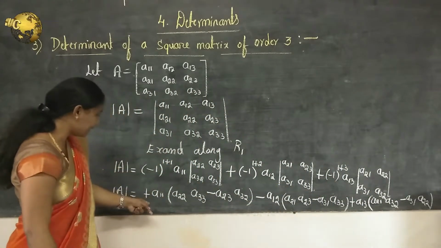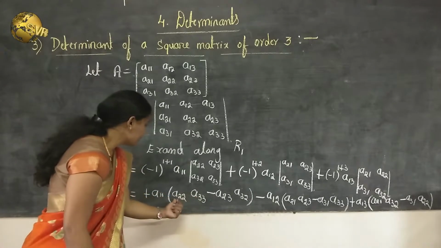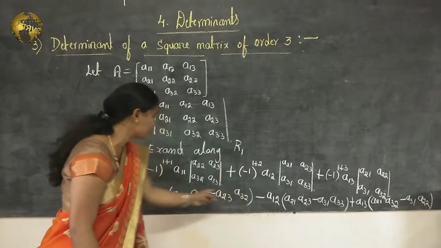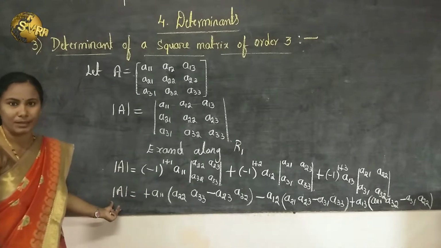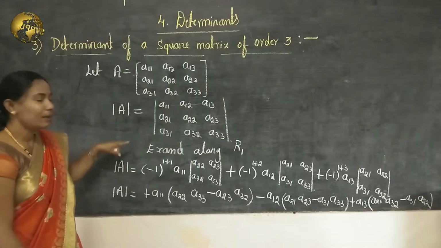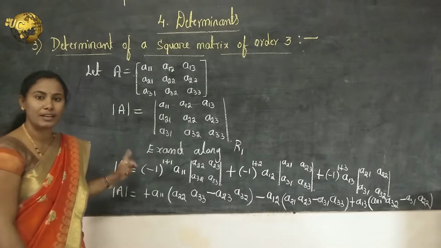Yes, so like this we can expand this determinant. Afterwards, see A22, A33, if you multiply these two, we get the value of this. So if you add and subtract, we get the value of the determinant of A. So generally we have to expand the determinant of a matrix of order 3 like this. We can expand.